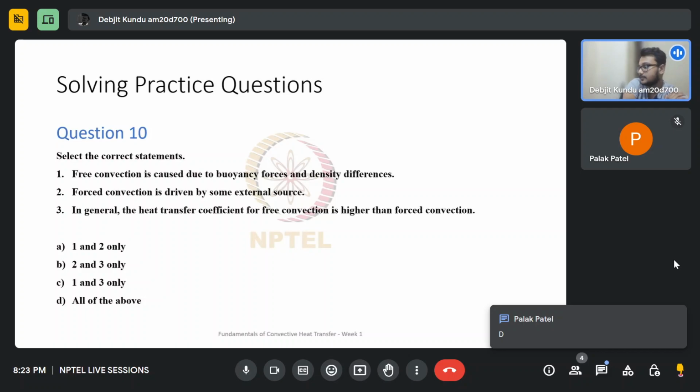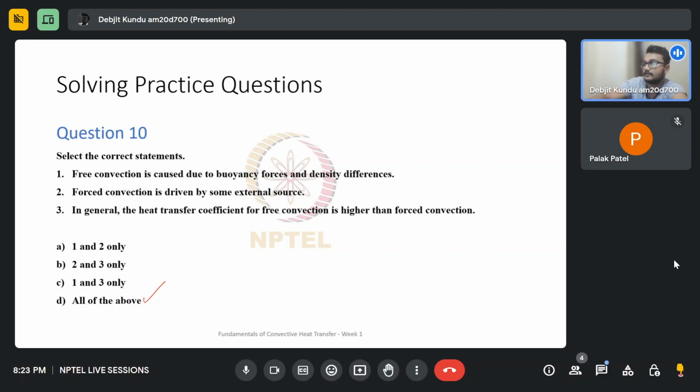Option D, all of the above. So you're saying that all of these statements are correct. Let's have a look at the solution. The solution is option A, 1 and 2 only. Why? So let's figure out why option 3 is incorrect. But first, let's go through the initial two statements.